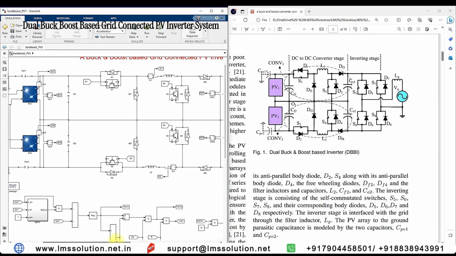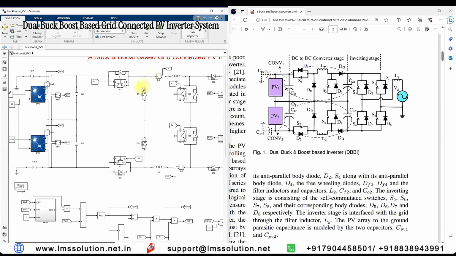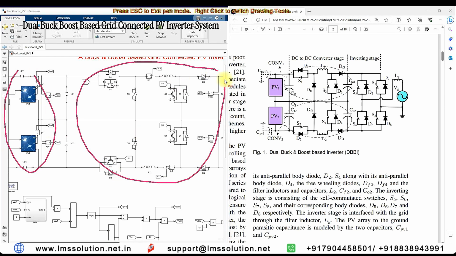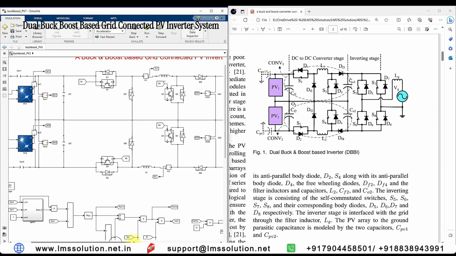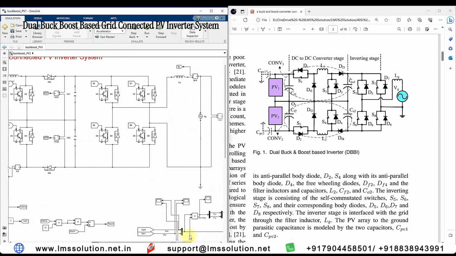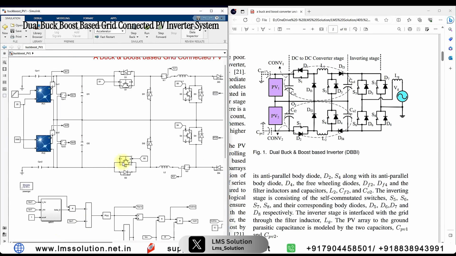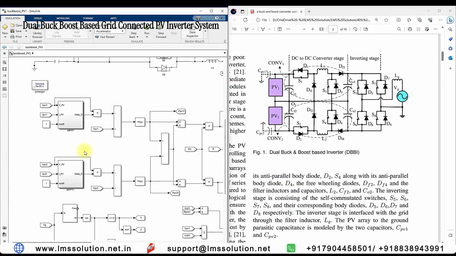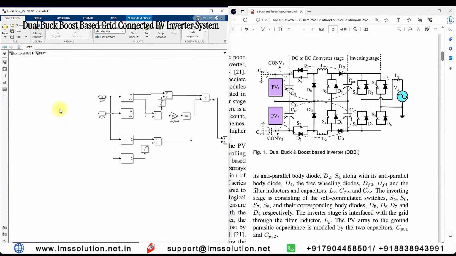Here you can see that the PV is connected to the dual buck-boost converter, and this portion is known as the dual buck-boost converter, and this portion is the inverter, and it is going to be connected to the grid. The next thing is, for each PV side we have to apply MPPT. Here we have the first MPPT.